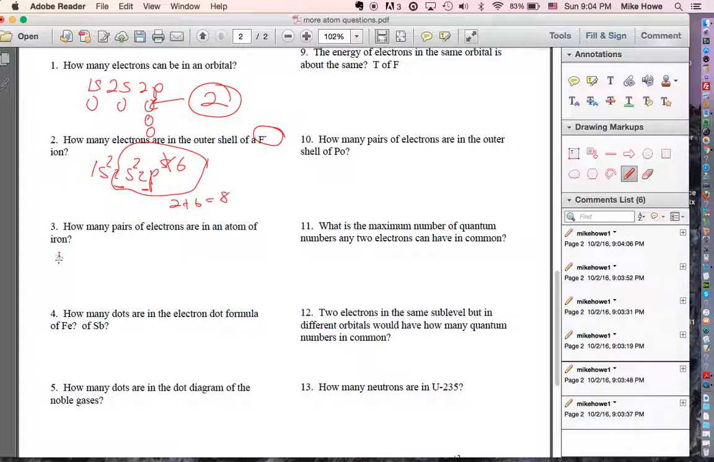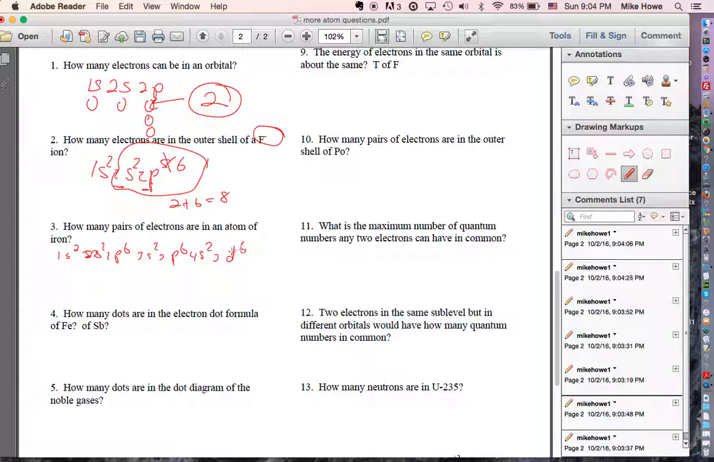How many pairs of electrons in an atom of iron? We did this one in class, but here it is. 1s2, 2s2, 2p6, 3s2, 3p6, 4s2, 3d6. Then if you do the orbital notation, you got 1, 2, 3, 4, 5, 6, 7, 8, 9, 10, 11, 12, 13, 14, 15, 16, 17, 18, 19, 20, 21, 22, 23, 24, 25, 26. So the orbital notation says that there would be 11 pairs of electrons.